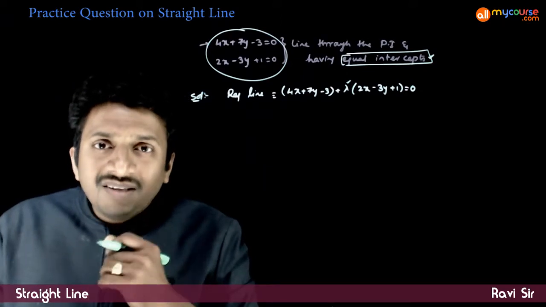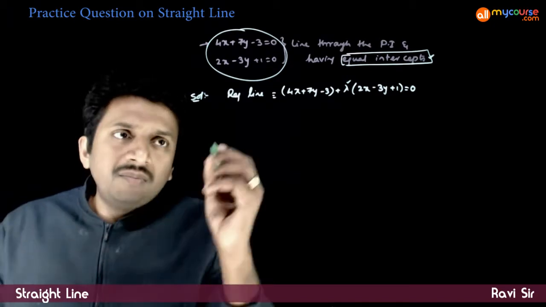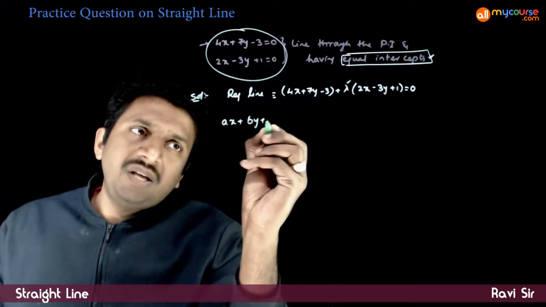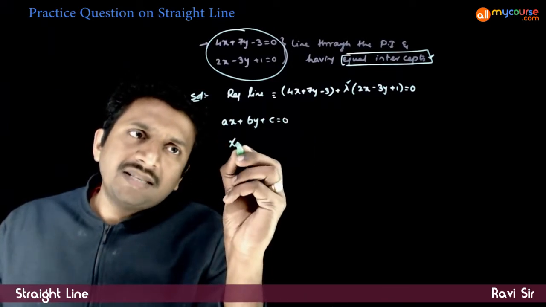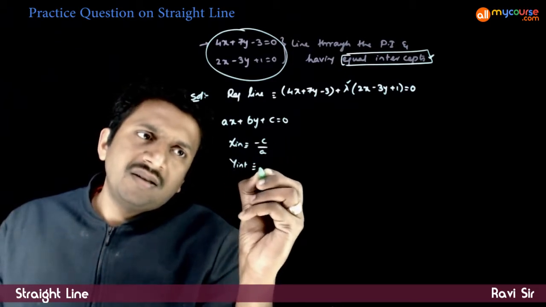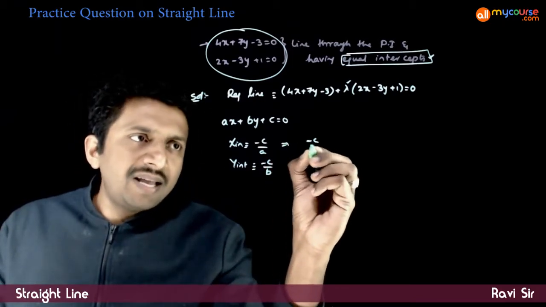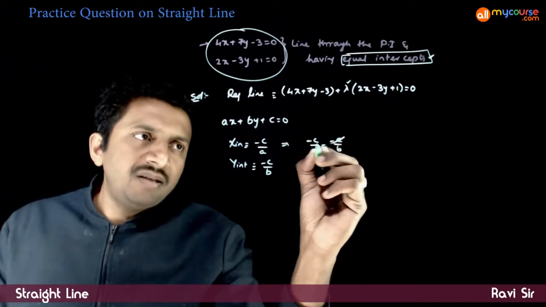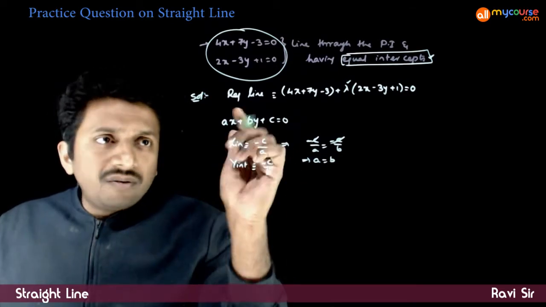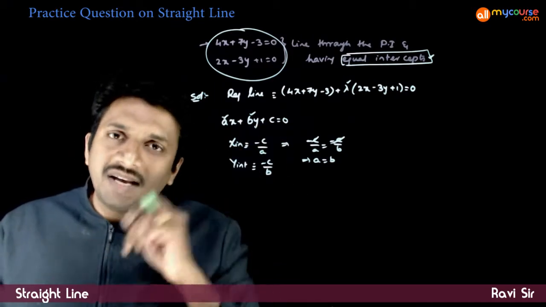What is the meaning of it? This means that the x coefficient has to be equal to the y coefficient. Because if you have the line ax plus by plus c is equal to 0, x intercept is minus c by a, y intercept is minus c by b. So if these two are the same, minus c by a is equal to minus c by b. This implies a is equal to b. So if the x coefficient and y coefficient are equal, then the intercepts are equal.